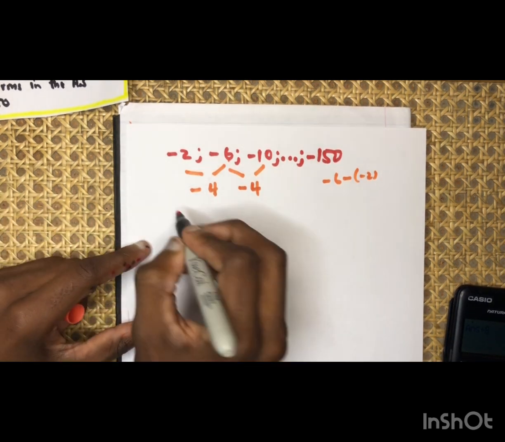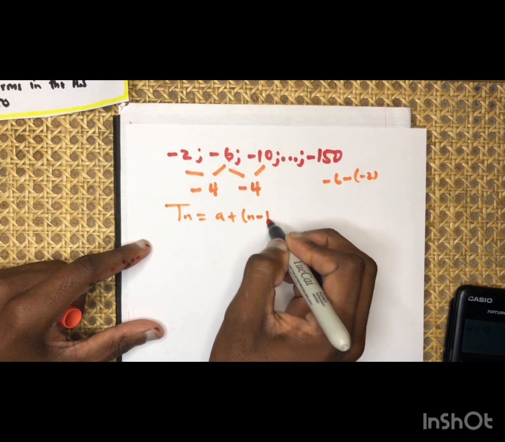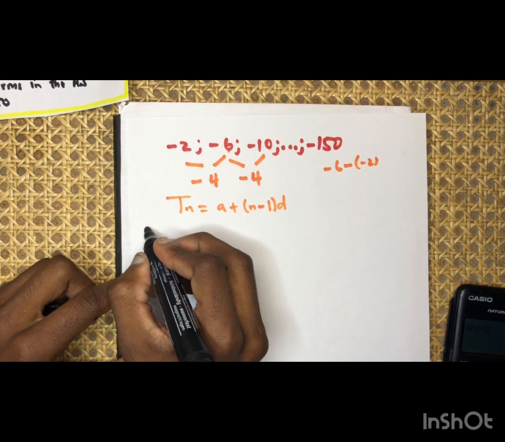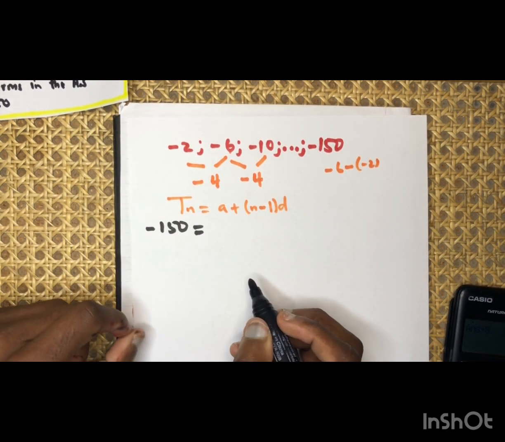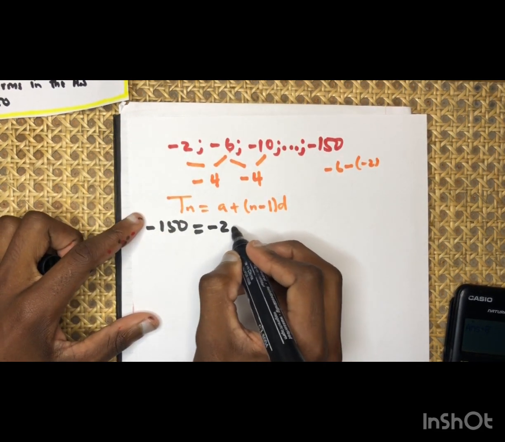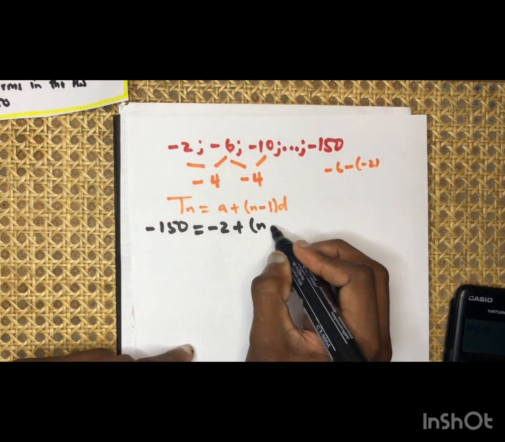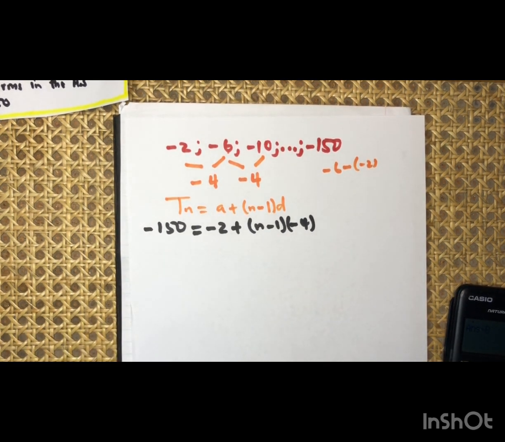Now it's easy. Then you write your general formula here. It's a plus n minus 1 times d. What is your last term, guys? It's negative 150. That's good. We have here negative 150. What is a, guys? The first term, which is negative 2, plus n minus 1, where n we don't know because we're looking for the number of terms. Your d is negative 4. Can you see, guys? I hope that you can see.